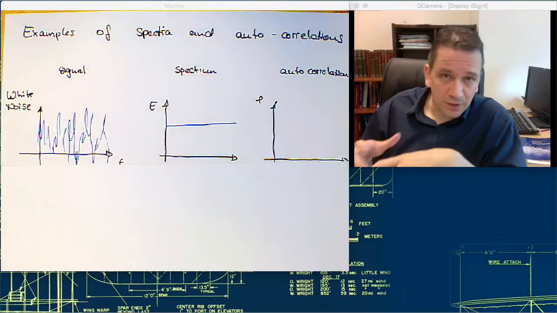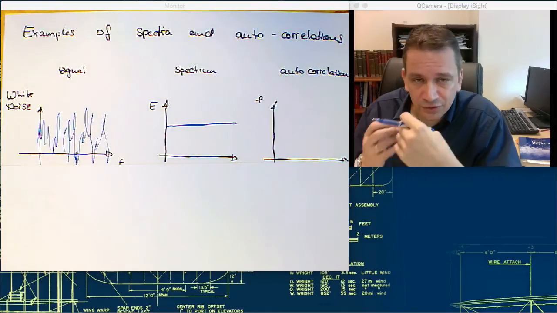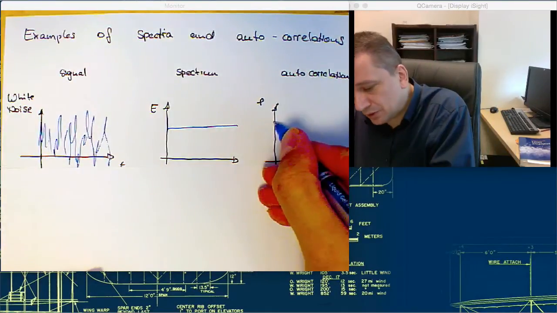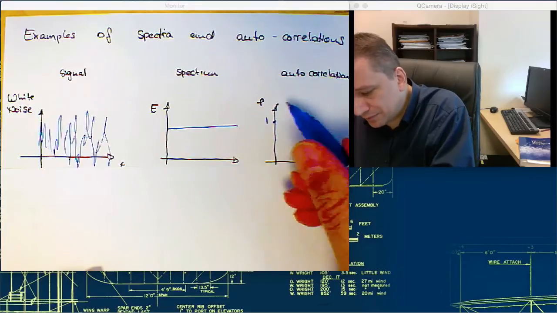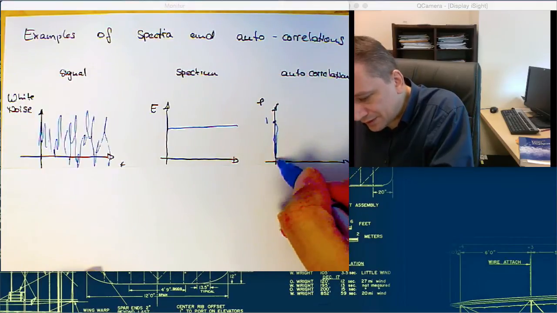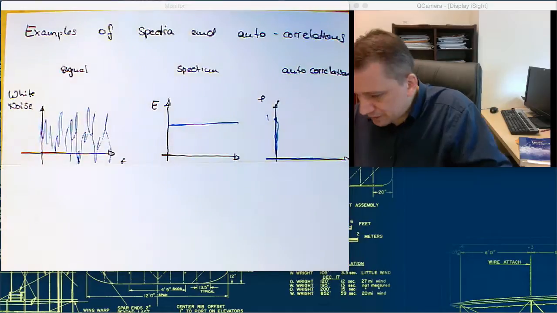White noise is by definition uncorrelated. It's just completely random. That means it's only correlated to itself, so it's going to be 1 over here, but then the rest is going to be 0. I'll draw that here.